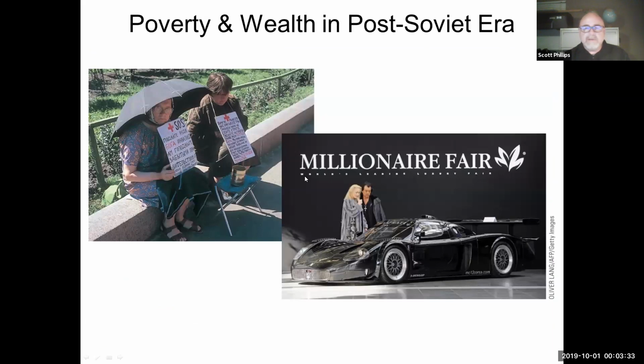One other aspect of population I want to discuss is disparities of wealth in modern Russia. In the post-Soviet era, there used to be a communist economy or socialist economy where wealth was spread more evenly amongst the population. And as it's moved into the post-Soviet era, there's greater disparity between the rich and the poor.